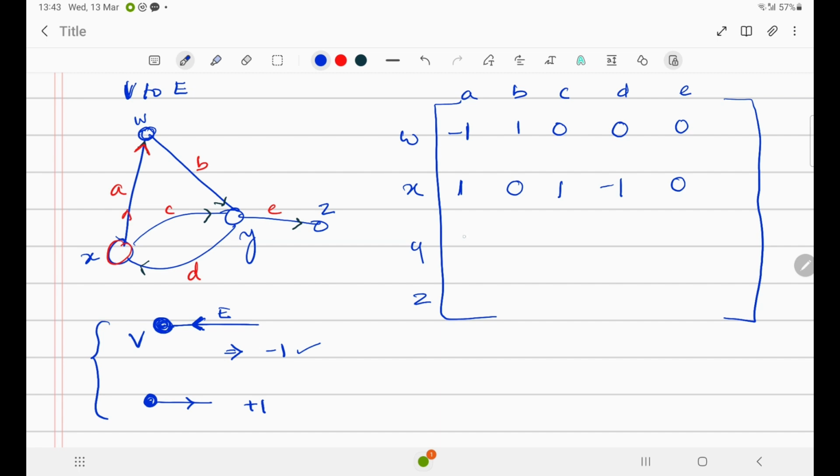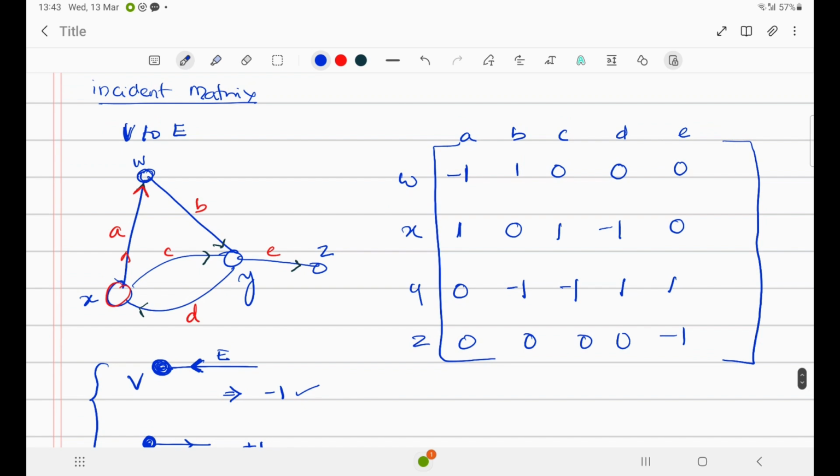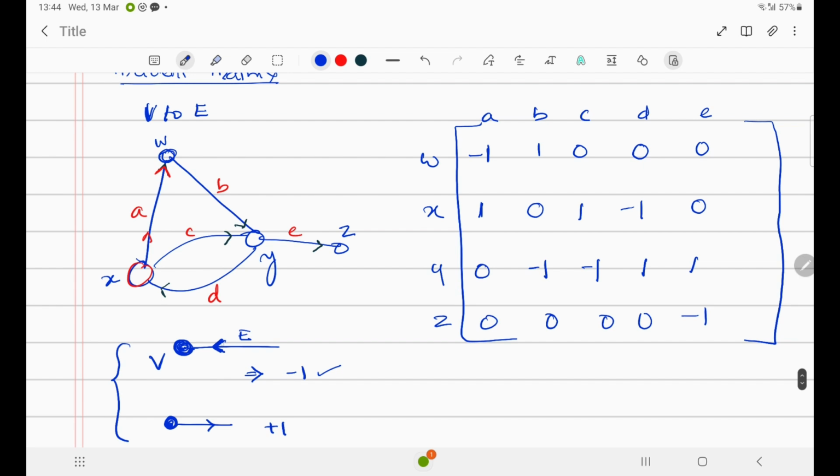And YA, Y is not related to A. YB, B comes to Y, so -1, and C also comes to Y, so -1, and D goes away from Y, so +1, and E also goes away, so +1. For Z, E is coming to Z, so coming means -1. The rest of the edges are not related to Z. This is the incident matrix of the directed graph. The only thing you need to remember: any edge that comes to the vertex, we take as -1, and any edge that goes away from the vertex, you take +1. Based on these two rules, we form the incident matrix, okay guys, simple.